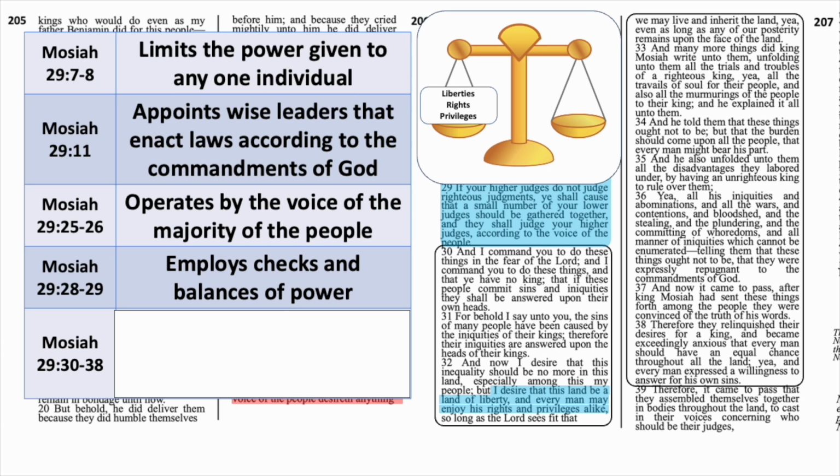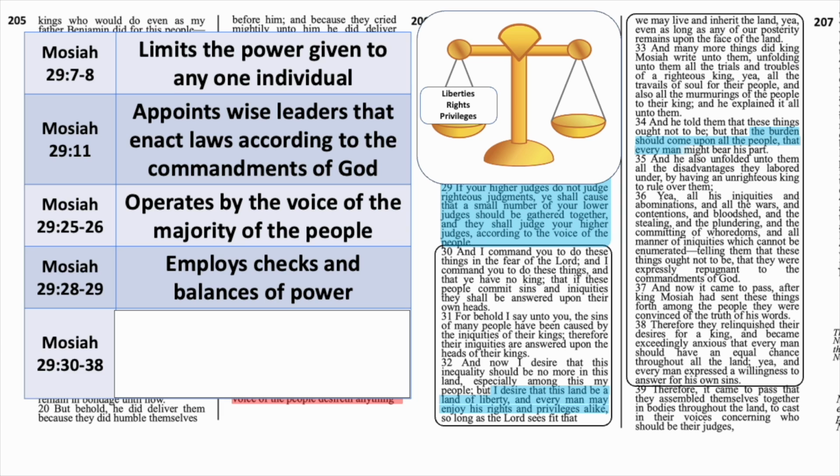King Noah is an example of this. Remember how it was described? He did cause his people to commit sin. King Mosiah says that it's not right that any one man should have that much power or that much liability either. His conclusion, 34, and he told them that these things ought not to be, but that the burden should come upon all the people, that every man might bear his part.